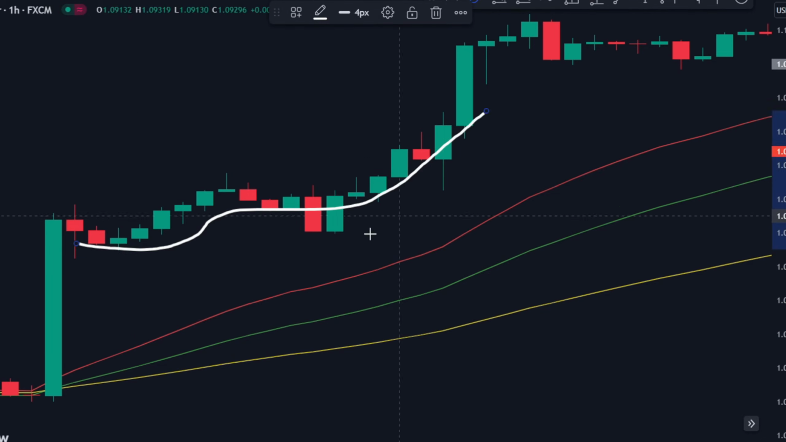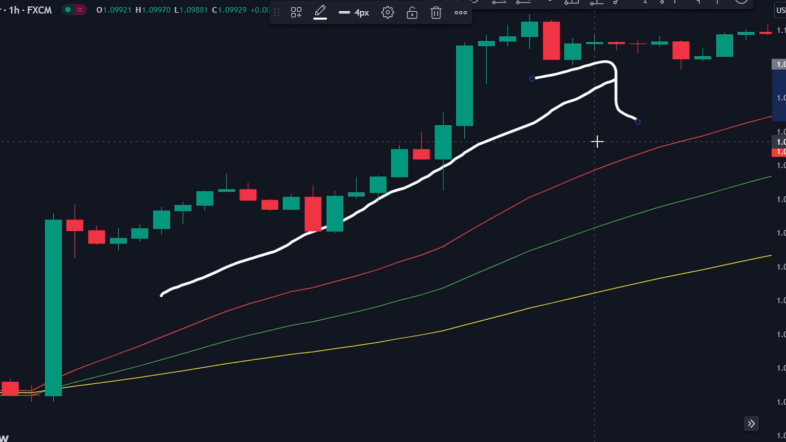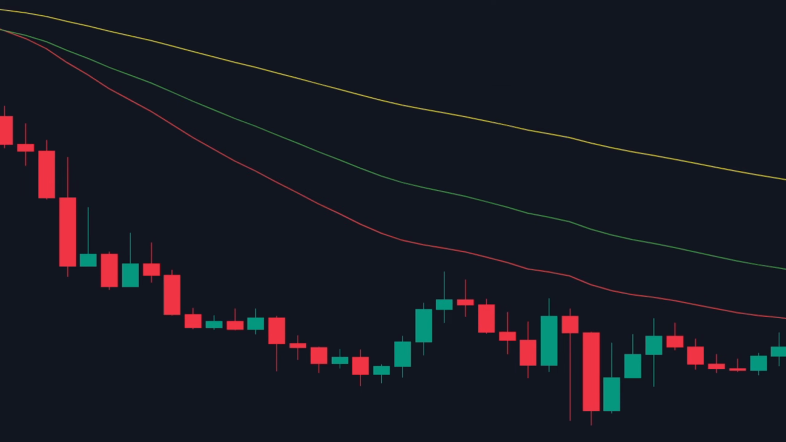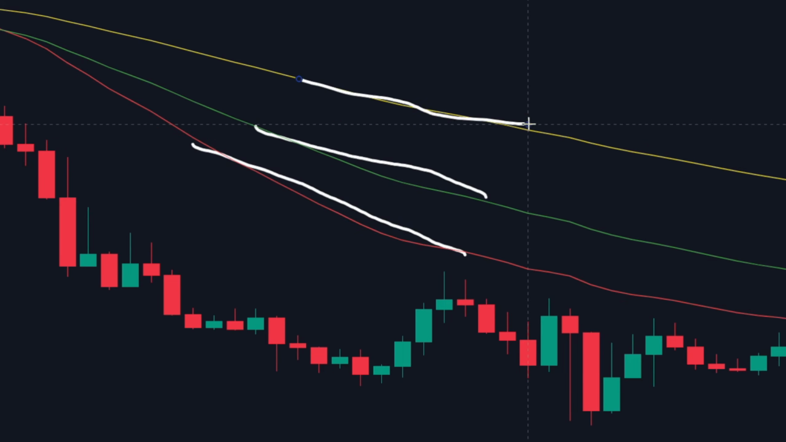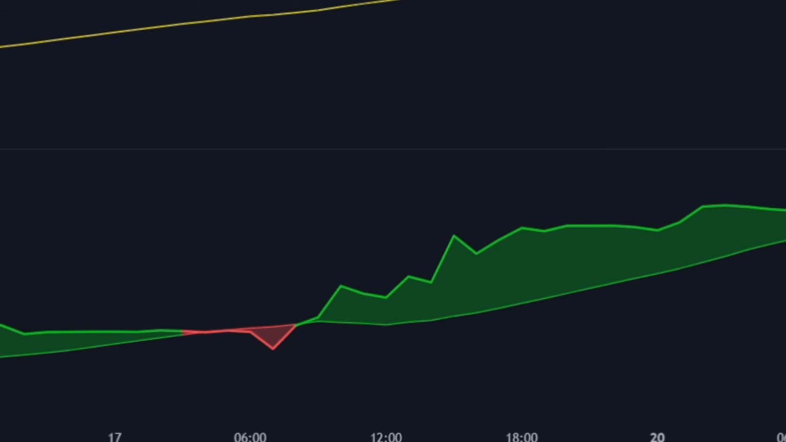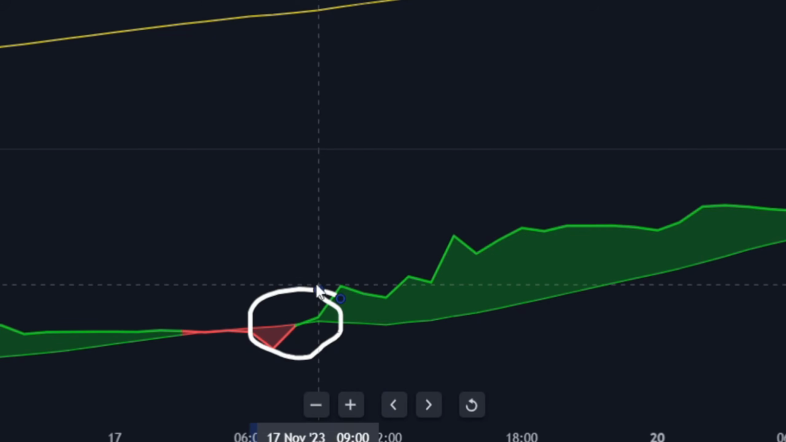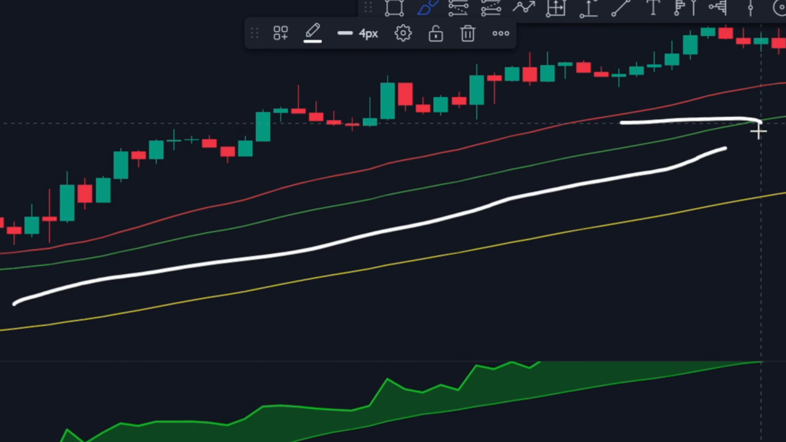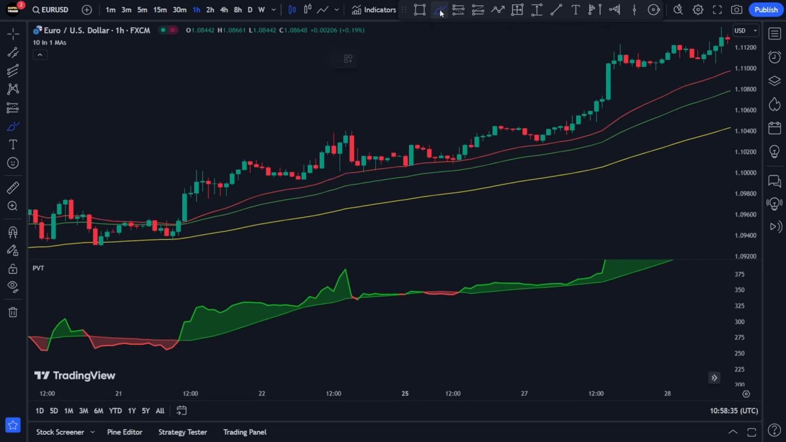and the price is above the red line, it means a bullish trend. On the opposite, when the moving average lines are arranged like this, red on the bottom, green in the middle, and yellow on the top, it means a bearish trend. And here is the setup. For a long trade, we need to see a PVT line upward cross, and the moving average lines also in a bullish trend arrangement. And here's the example.